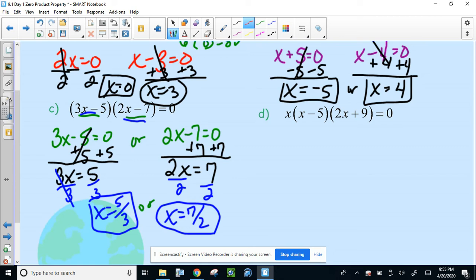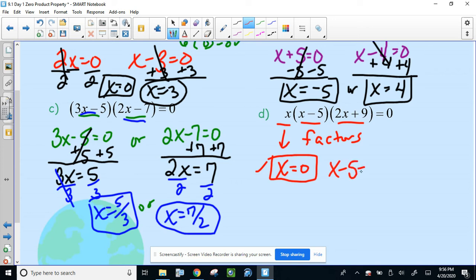So part D is just a little trickier because now we have 3 factors. With my 3 factors, my first factor is just x, and so I will set it equal to 0. And right there, boom, I've got one of my possible answers. If x is 0, 0 times anything else is going to equal 0. But then I have my other 2 factors. I have x minus 5 is equal to 0, or 2x plus 9 is equal to 0. And so then we would have to solve these.